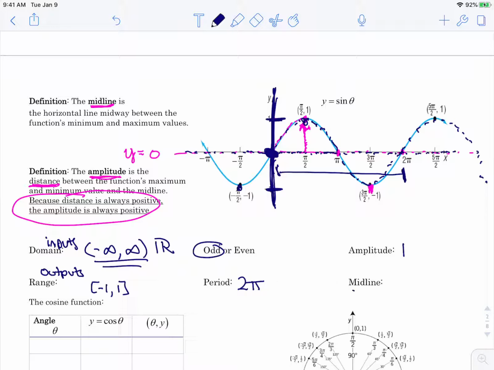My midline, that's where we can cut the graph in half, is always an equation. So it's y equals 0. Please don't just tell me 0, because it's a line. So you need an equation for a line.